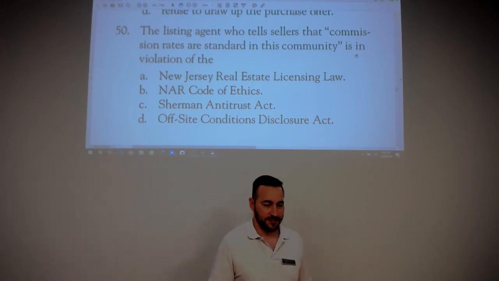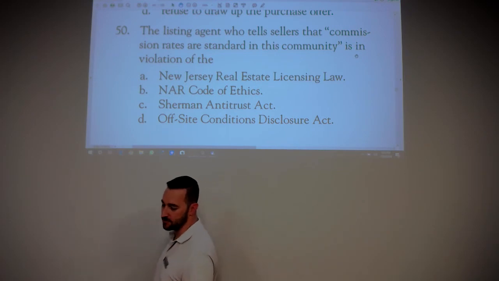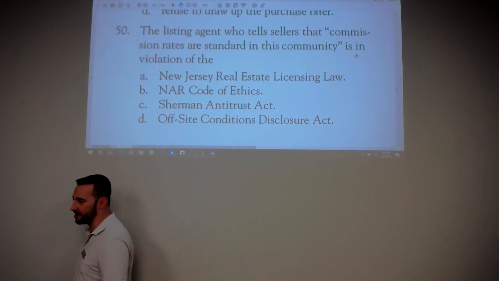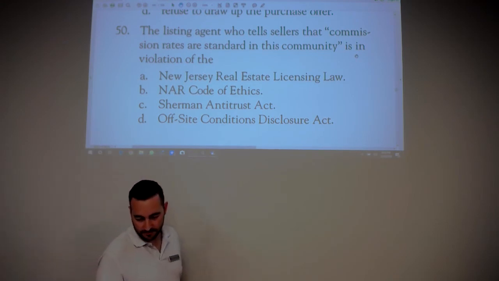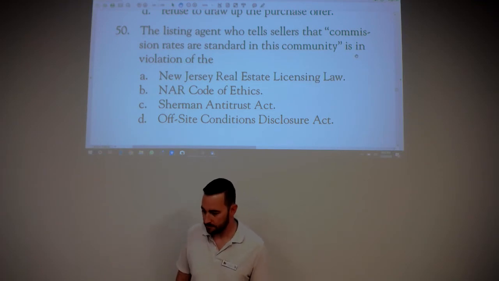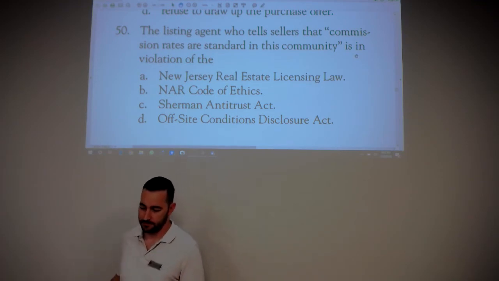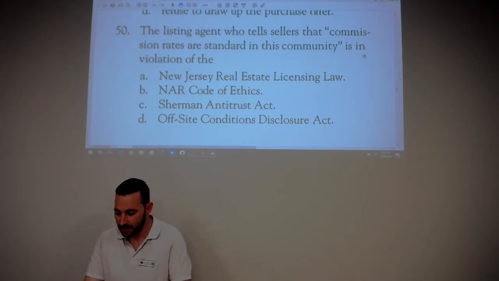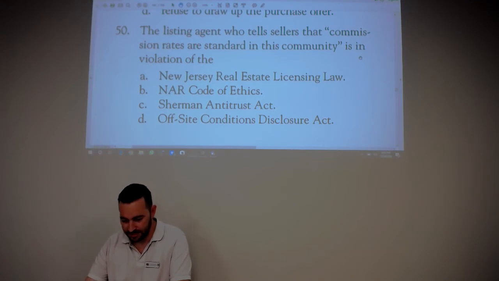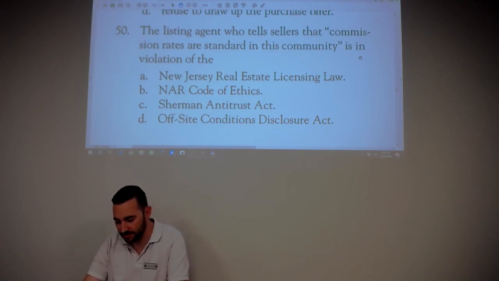50. The listing agent who tells sellers that commission rates are standard in this community is in violation of A, New Jersey real estate licensing law, B, National Association of Realtors Code of Ethics, C, Sherman Antitrust Act, or D, Offsite Conditions Disclosure Act. The correct answer is B.